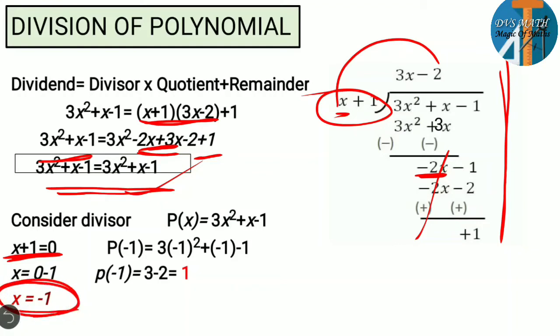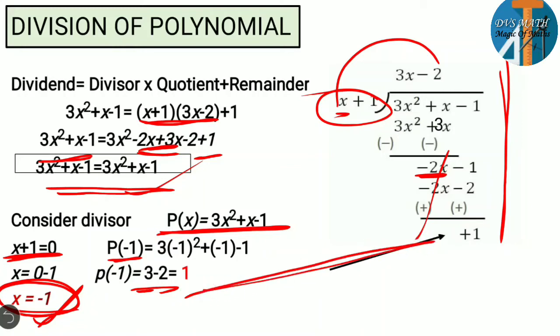So now substitute this x value into the given polynomial, that is p of x is equal to 3x square plus x minus 1. Let us substitute p of minus 1: 3 into minus 1 whole square plus minus 1 minus 1. So now here minus 1 whole square is 1, right? 1 into 3 it is 3. So plus, here plus into minus, minus 1, it is minus 2. What is the value of 3 minus 2? 1. You can observe here both are equal, plus 1 and plus 1.